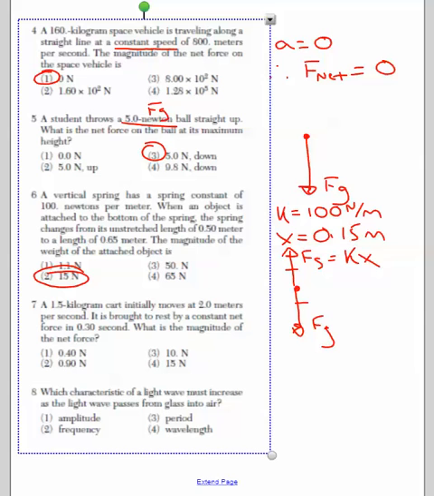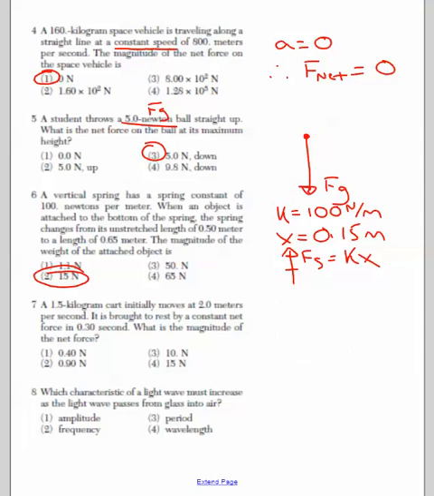Number 7, a 1.5 kilogram car is initially moving at 2 meters per second. It's brought to rest by a constant force in 0.3 seconds. If we write out what we know, I'm going to delete that force diagram there. We know that we have a mass of 1.5 kilograms. We know that the initial velocity is 2 meters per second, and we know it stops. So it's the change in velocity, final minus initial, and depending on what direction you choose as positive, we're just going to call it a positive 2.